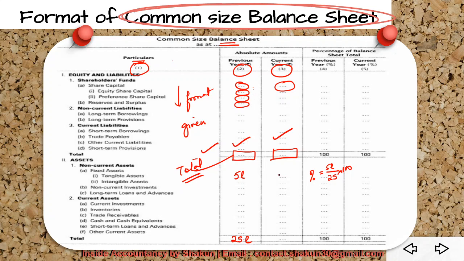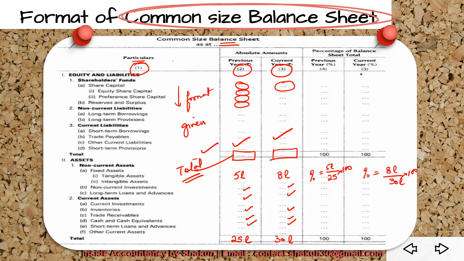Similarly, for the next year, let's say the amount was 8 lakh and the total was 30 lakh. So how can we calculate the percentage? 8 lakh, that is the element, divided by the base, which is the balance sheet total, into 100. This way we can do it for each element mentioned here in the balance sheet. For each element this step will be repeated.